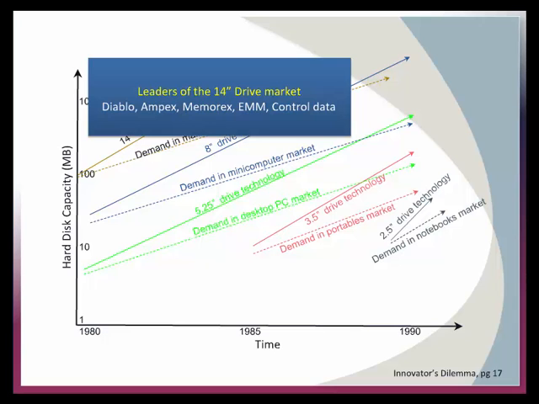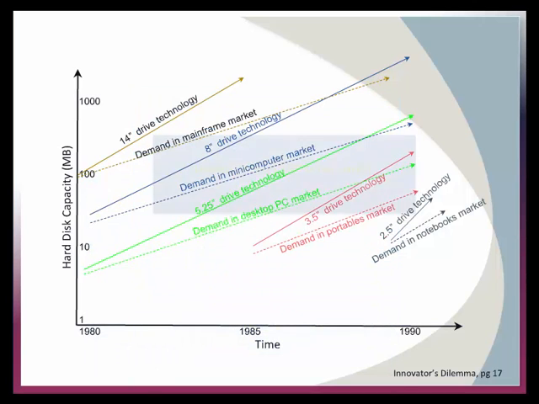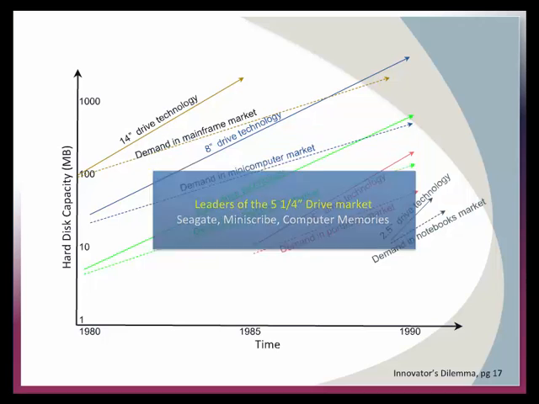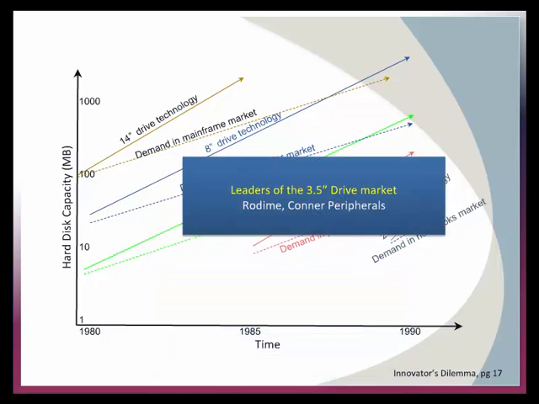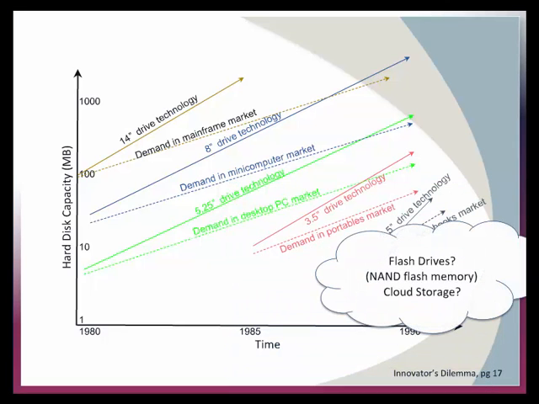And nobody ever learns from this, is what's interesting, because the leaders in the 14-inch drive market are not the same as the leaders in the 8-inch drive market, which are not the same as the leaders in the 5 1/4 market, which are not the same as the leaders in the 3 1/2-inch market, which are not the same as the leaders in the 2 1/2-inch market, and are certainly not going to be the leaders in flash drives and cloud storage. It's going to be disrupted again. It's in the process of being disrupted.